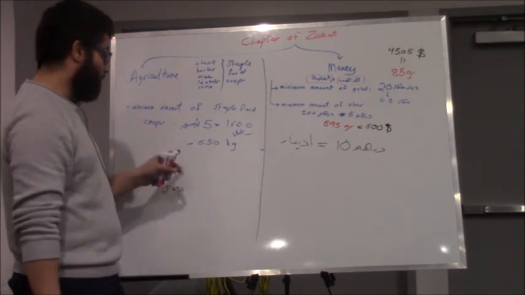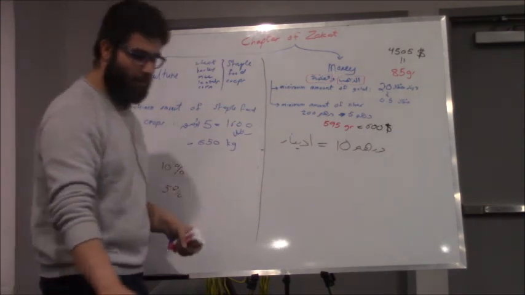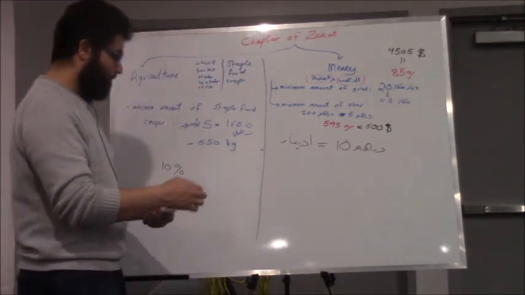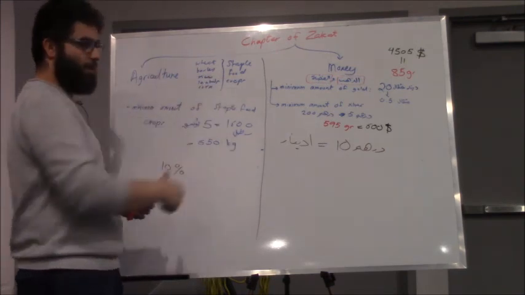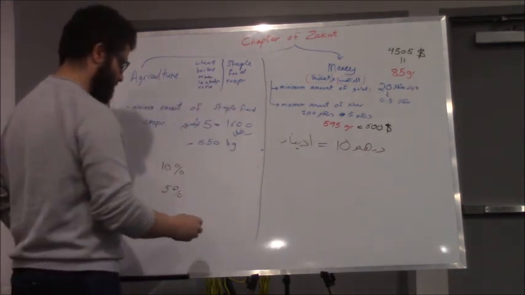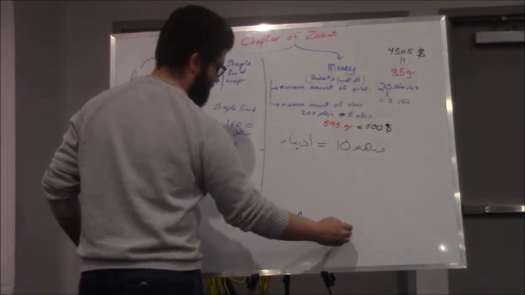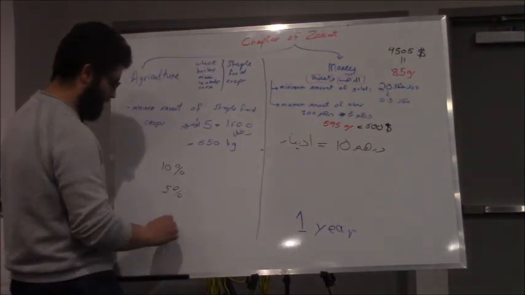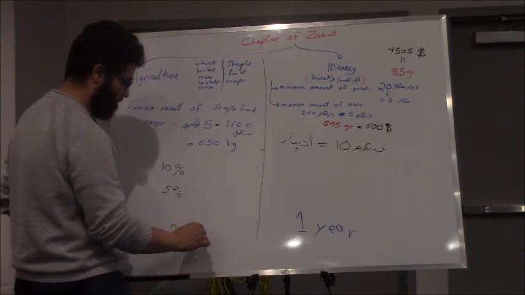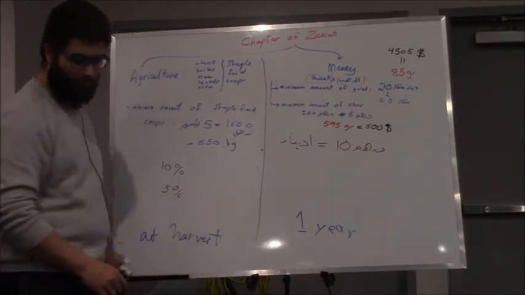Yes, the moment you... So, to finish with this, to differentiate between agriculture and money, what's the biggest difference? Money, you have to wait a year. Yes. Here at harvest. Yeah, what if you have 130 kilograms of each with a staple?